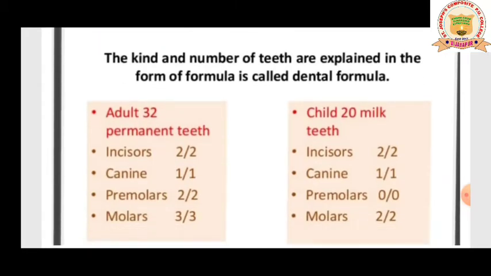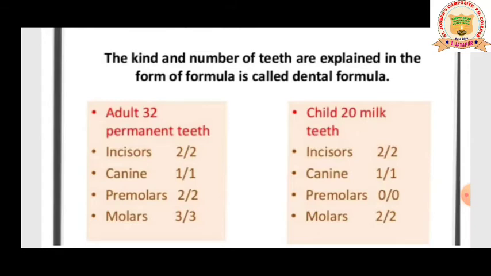The number of teeth situated in both the jaws can be written in the form of a formula, which usually has to be written in the order I, C, PM, M: incisor, canine, premolar and molar, 2 1 2 3 by 2 1 2 3. This is for the adult.